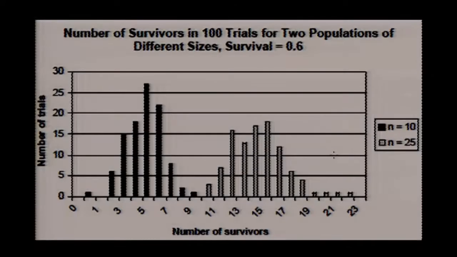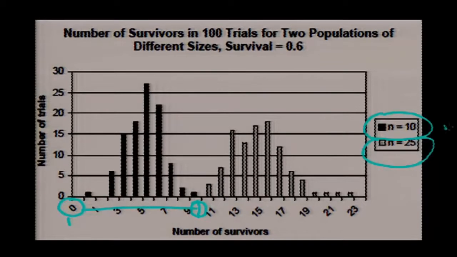So what do you notice about the distribution of data here? Have a look at the distribution. Remember, we've got two populations, one of 10 and one of 25. If you consider our population of 10, how many possible outcomes could we have obtained from our trials? We could have obtained 11 possible outcomes, so that's 0 all the way up to 10. So there are 11 total possible outcomes.